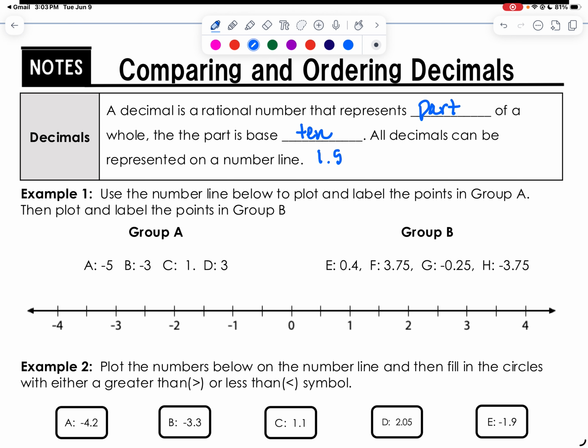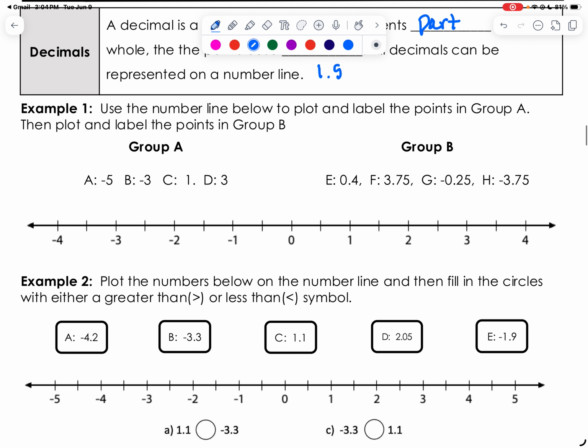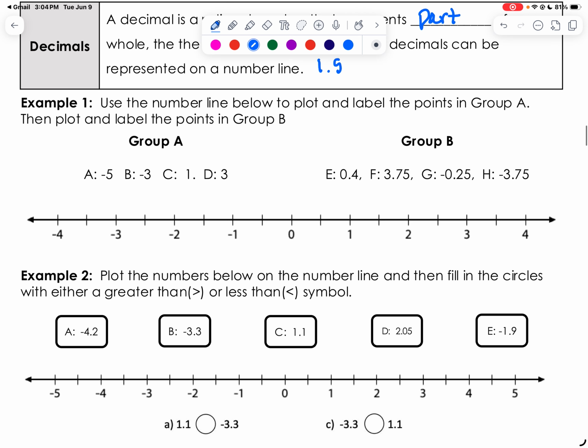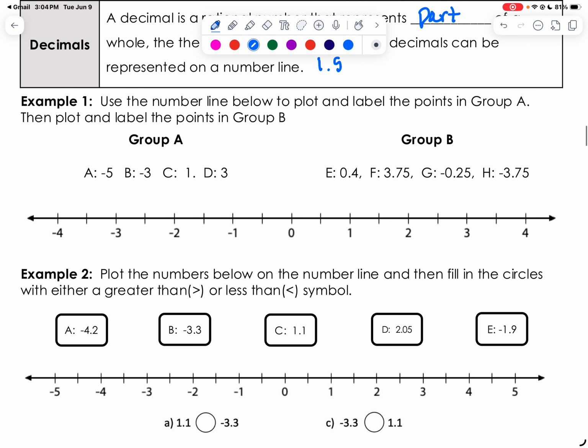All right. In fifth grade, you learned how to use a number line to plot and compare and put decimals in order. So some of this will be very familiar to you, but in sixth grade, we're going to be adding negatives onto your decimals. And we'll talk about that and how to do that in example 1. In example 1, it says use the number line below to plot and label the points in group A, then plot and label the points in group B.